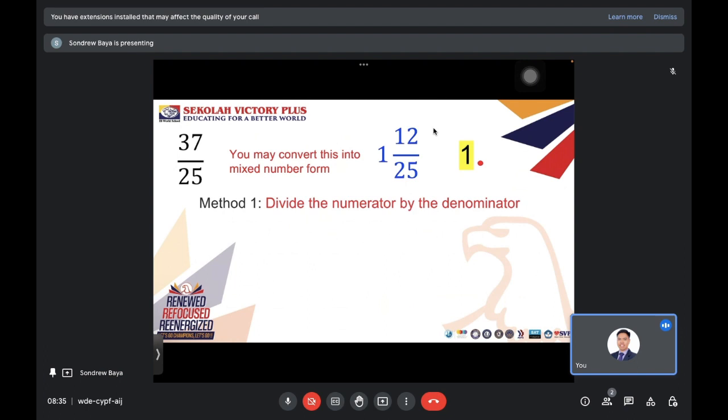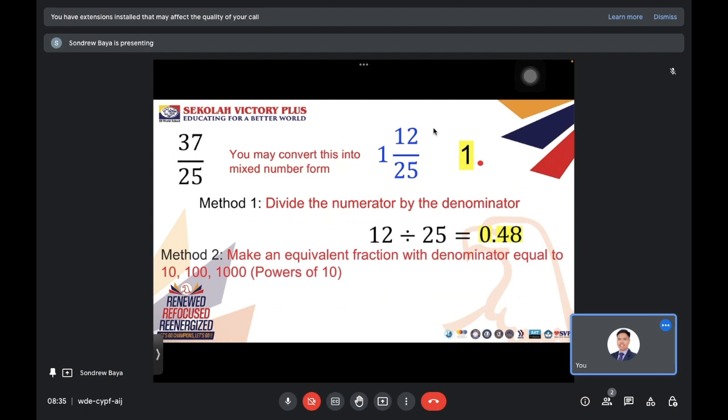So we just have to focus on 12 over 25. So first method, remember, divide the numerator by the denominator. Can you pause this video for a while and do it on your own without looking at the answer? After, check if your answer is correct. Alright? So we divide the numerator, then we will get 0.48. So this is equal to 1.48 then. Now how about for method 2?